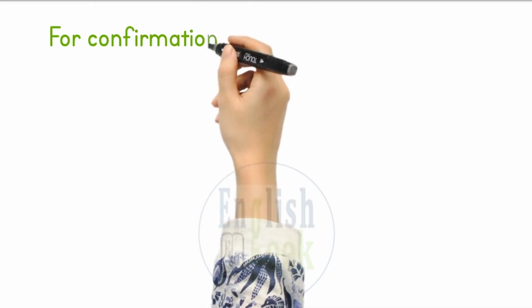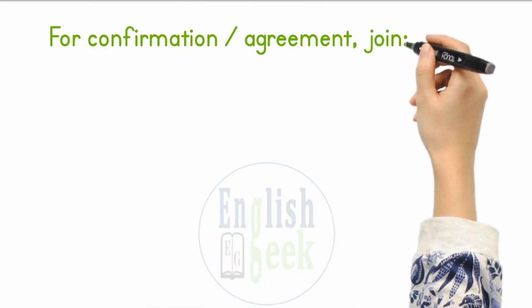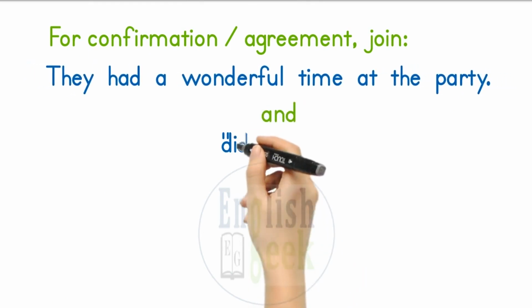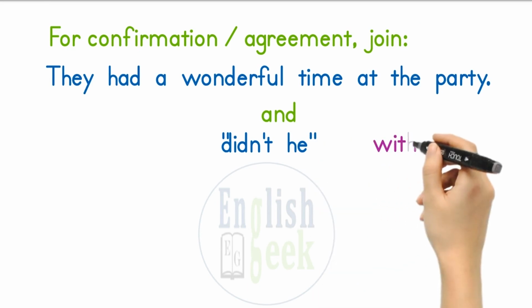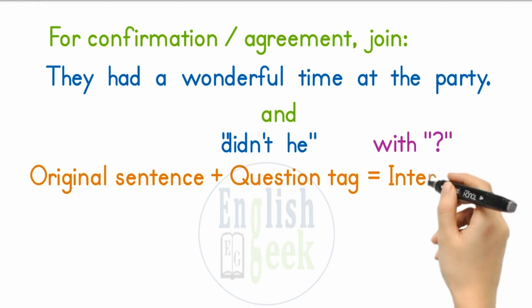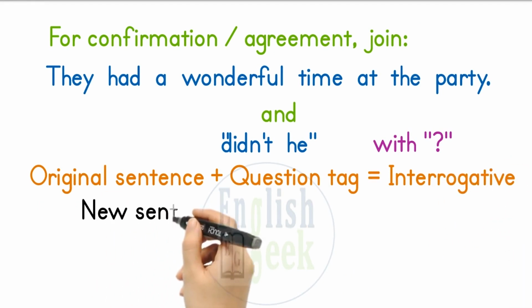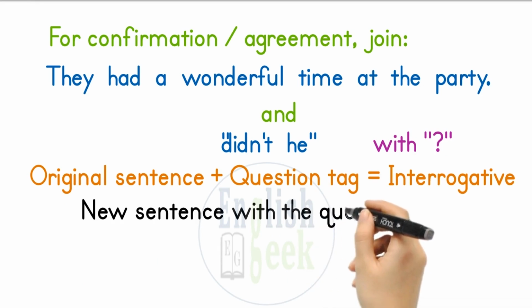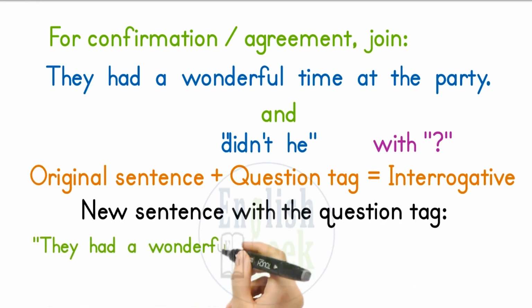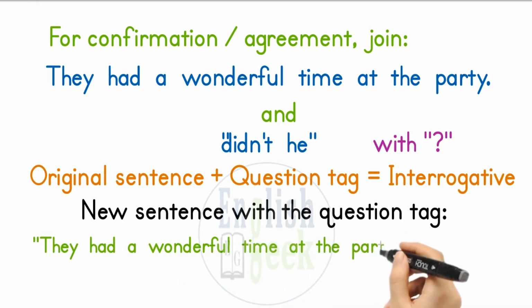In order to seek confirmation or agreement from the listener, the original sentence and the tag, "didn't they?" are joined, and a mark of interrogation is put at the end, making it an interrogative sentence. So, the new sentence formed after adding the question tag becomes, "They had a wonderful time at the party, didn't they?"